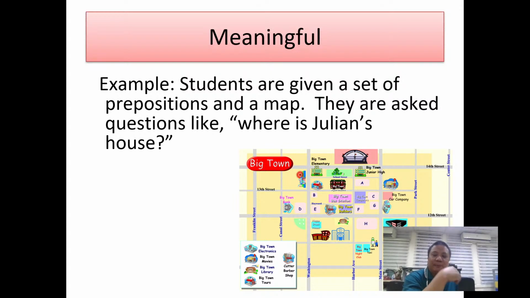So here's an example. Here, students are given a set of prepositions and a map. They are asked questions like, where is Julian's house? So when you try to explain, you're not a native speaker, you try to explain in English, there might be a lot of gaps which your professor will fill. Okay?